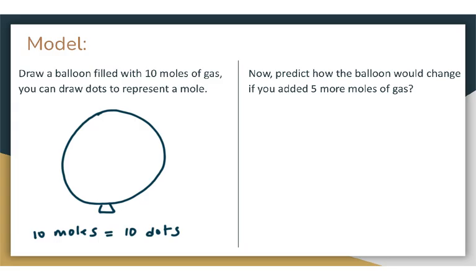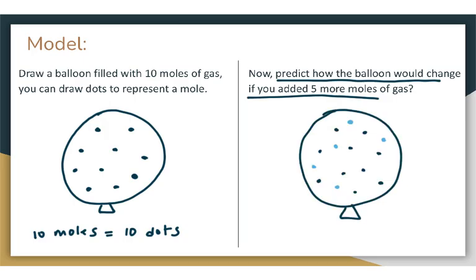As I'm drawing this, I just kind of drew my balloon of a medium size. 10 moles means I'm going to put 10 dots in here. 1, 2. Now that we've done that, take a minute and predict how the balloon would change if you added 5 more moles of gas. Think about what would need to change and sketch that out where it says predict.